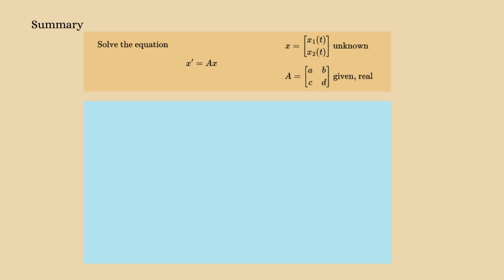Today we are going to talk about how to algebraically solve the system of linear differential equations. Basically, our problem is as follows. Given an equation x prime equals Ax, how do we solve this equation and get the solution x? For simplicity, we are going to assume our x consists of two functions of t, x1 of t and x2 of t, and our A is a 2x2 matrix, which is given by the problem, and we are assuming our A is a real matrix.